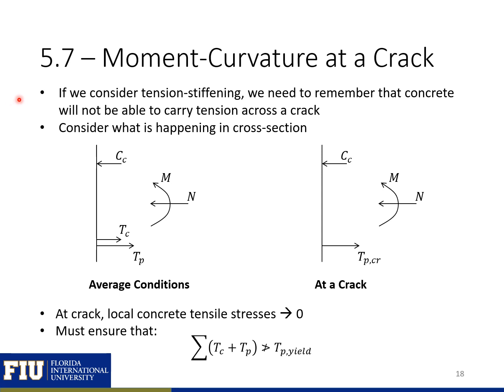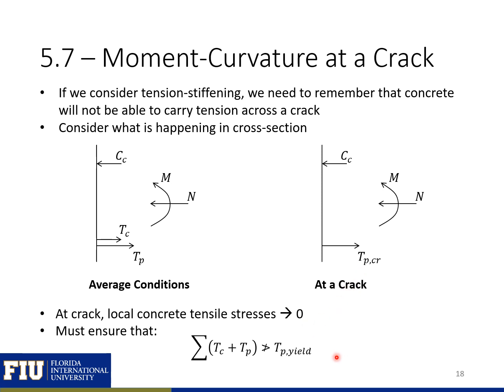If we consider tension stiffening, we need to remember that concrete will not be able to carry tension across a crack. If you remember back to our axial load discussion, we have our average condition considered over the entire length of the member, but we also have our local conditions at a crack. In our average conditions, we can include the effects of tension stiffening, but at a crack, we have no concrete contributing to the strength. So we'll have a different force in our pre-stressing strands and in our non-pre-stressed reinforcement crossing the crack that we need to account for.